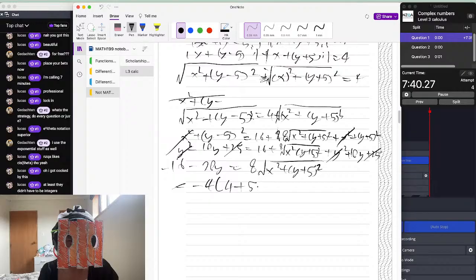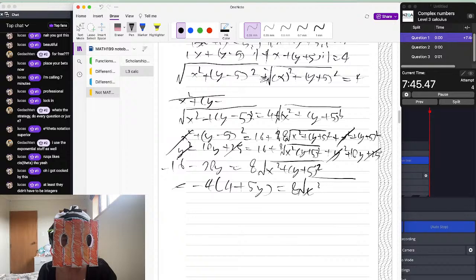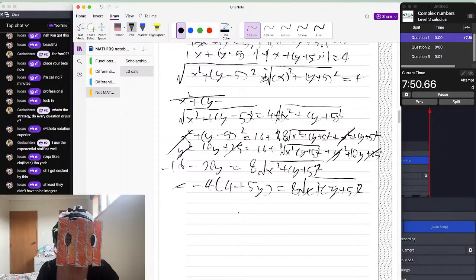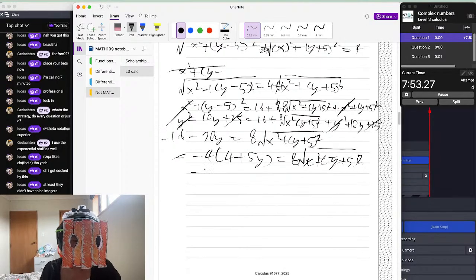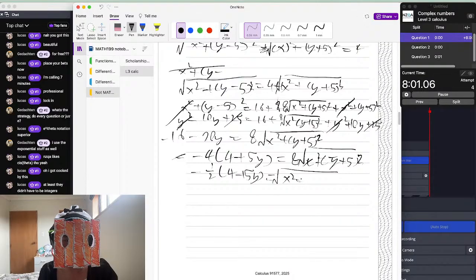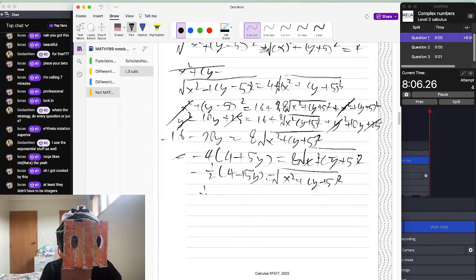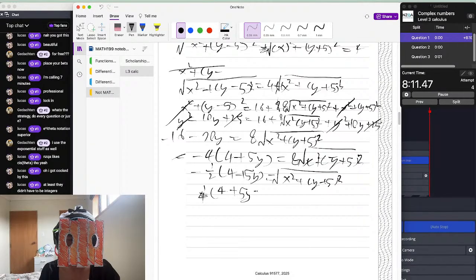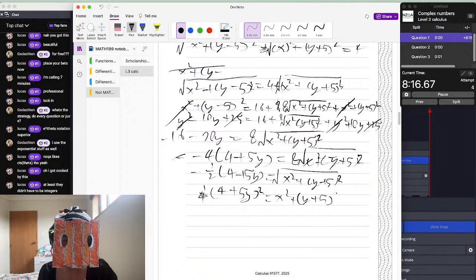Personally, I would like to factorize it. Makes things a lot cleaner. And 4 plus 5y equal to 2 root x squared plus y plus 5 squared. And now square both sides. That's going to give us 4 plus 5y squared equal to 4 times x squared plus y plus 5 squared.